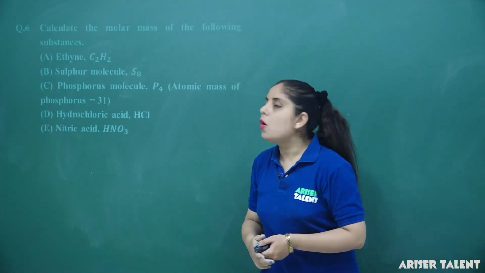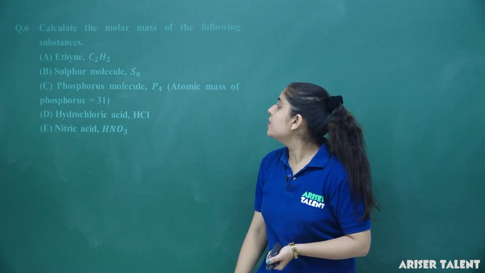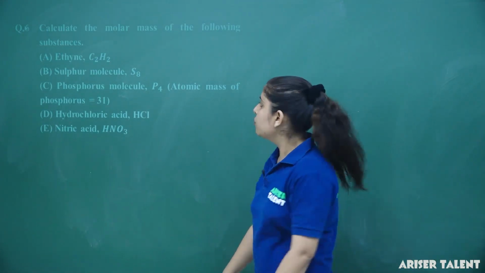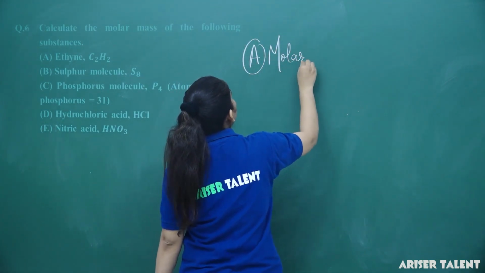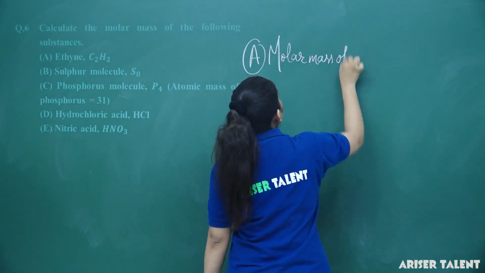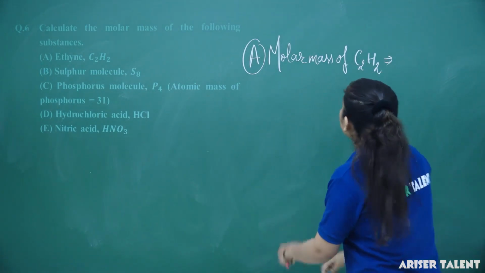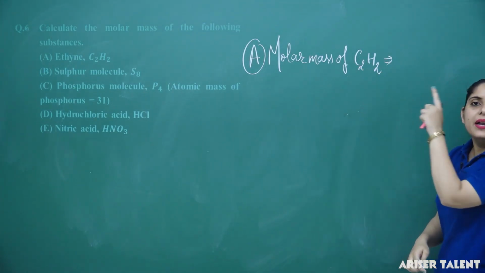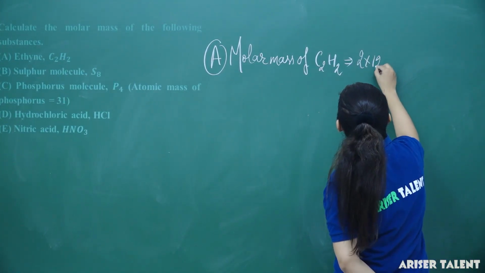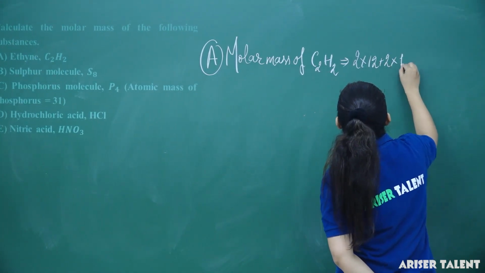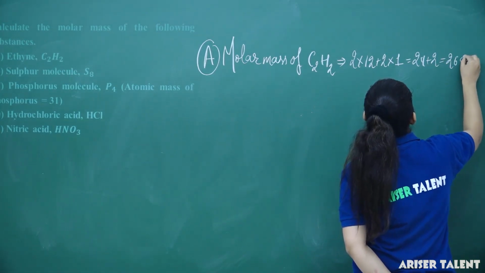Calculate the molar mass of the following substances. So you have to determine the molar mass here. The first compound is ethine, that is C2H2. For part A, you have to determine the molar mass of C2H2. Now, carbon has a mass of 12 gram and hydrogen has a mass of 1 gram. So it will be 2 into 12 plus 2 into 1, which is 24 plus 2, giving you 26 gram.